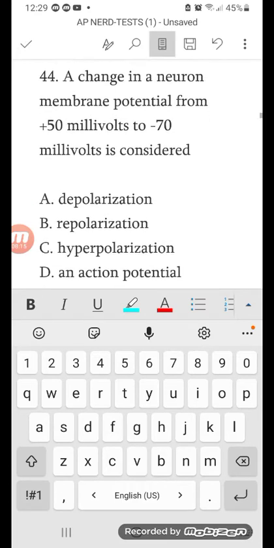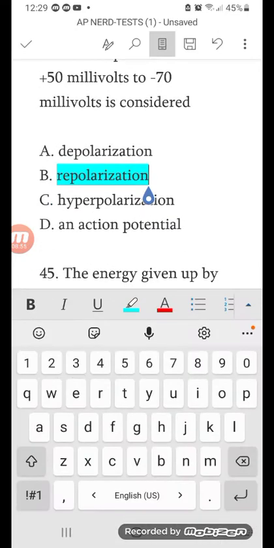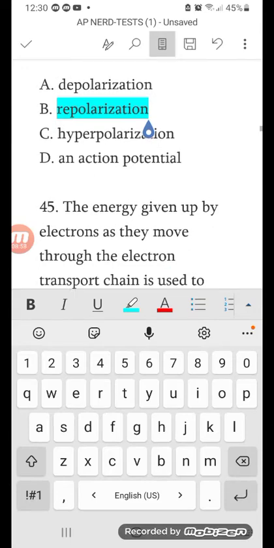Yeah, that's true. A change in the neural membrane potential from plus 50 millivolts to minus 70 millivolts is considered what? This is a tough question. After we finish the action potential, we're going down from action potential to resting potential again. This is called repolarization. Now, if the question said from negative 70 millivolts to positive 50 millivolts, that is depolarization. But it's the opposite. We are going from plus 50 to minus 70, so repolarization is the answer. Meaning we are going back to resting potential again.